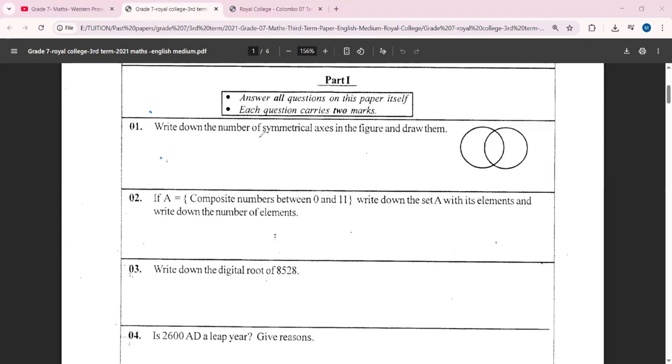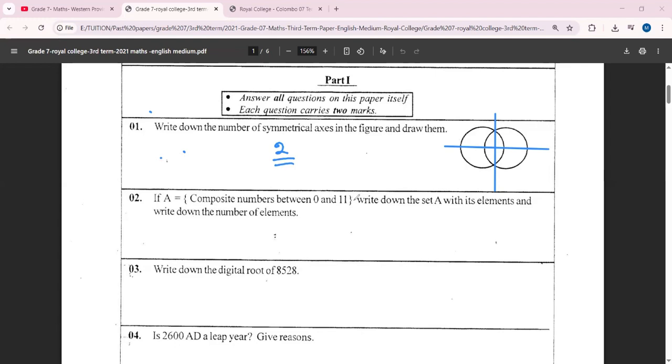So let's start from the beginning. Write down the number of symmetrical axes in the figure and draw them. I can draw this like this: this is one axis of symmetry, and there's another one like this. So the number is 2. That means there are 2 axes of symmetry in this figure.